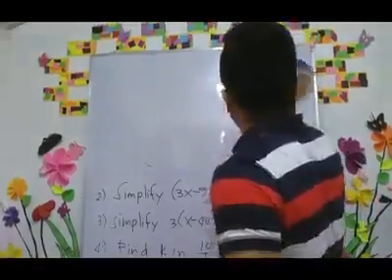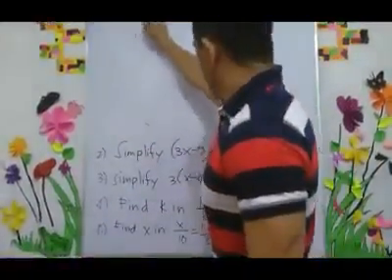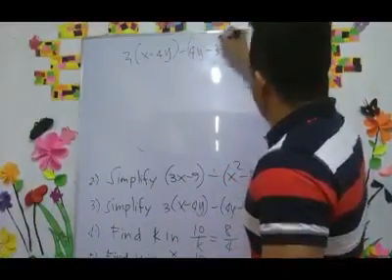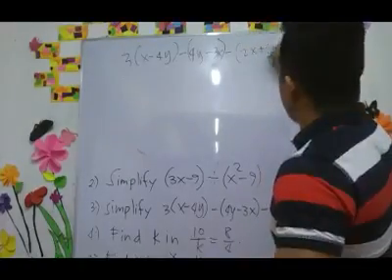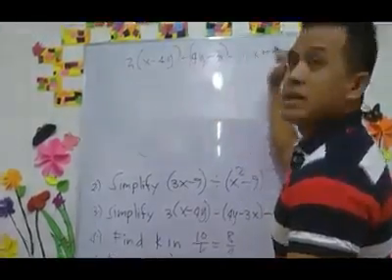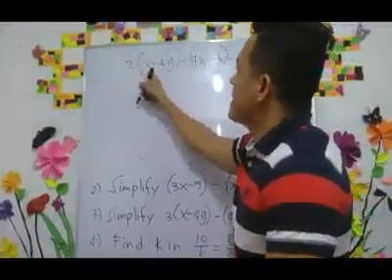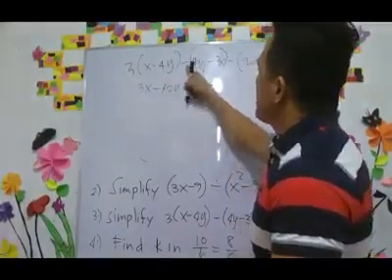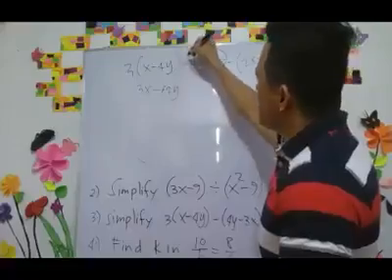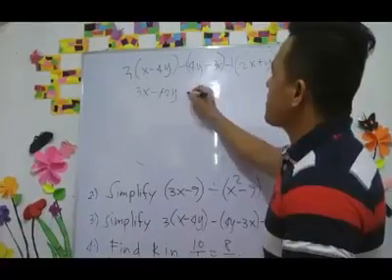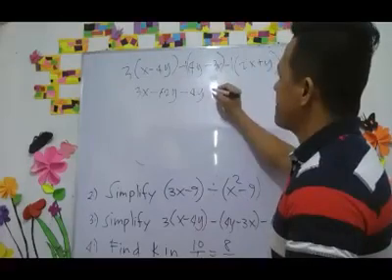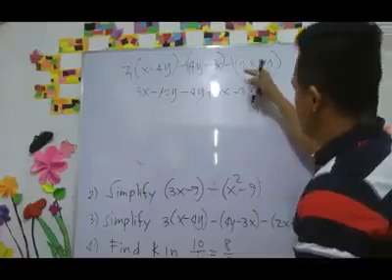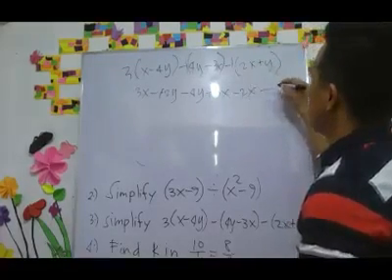Next one. Simplify 3 times x minus 4y, minus 4y minus 3x, minus 2x plus y. Just distribute each of the signs and the coefficients. 3 times x is 3x. 3 times negative 4y is negative 12y. Then negative times negative, there is an understood 1 here and here. Negative 1 times 4y is minus 4y. Negative 1 times negative 3x is plus 3x. Negative 1 times 2x is minus 2x. And negative 1 times y is minus y.